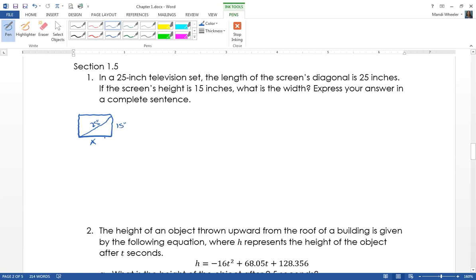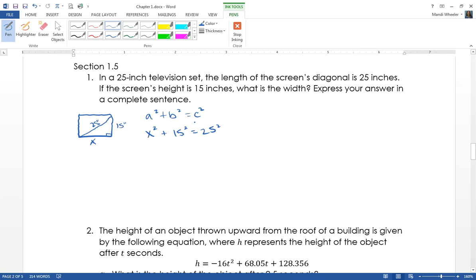Every TV set that I've ever seen has right angles, so this is a right triangle. And anytime we have a right triangle, we can use the Pythagorean theorem: a squared plus b squared equals c squared, where a and b are the legs, in this case the height and the width, and c is the hypotenuse, the diagonal in this case. So we plug in: x squared plus 15 squared equals 25 squared. We just need to solve this for x.